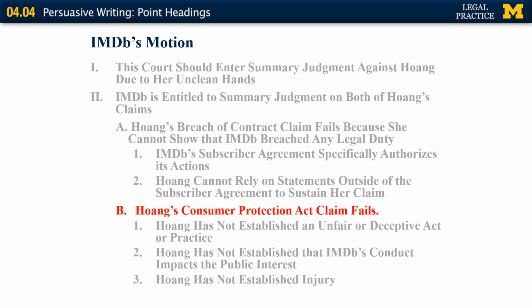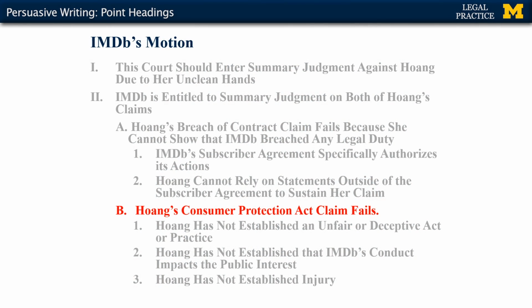And what it actually is doing here is going through the elements of a Consumer Protection Act claim and stating that the first element, which is whether there is a deceptive act or practice, hasn't been satisfied. The second element hasn't been satisfied because there's no evidence that IMDb's conduct impacts the public interest. And the third element hasn't been satisfied because Ms. Huang hasn't established any injury. So this shows how you can use a heading and subheadings together to do those three essential things that point headings should do: identify the legal issue that the section of the argument discusses, state what conclusion the court should reach, and provide the reasons the court should reach that conclusion.